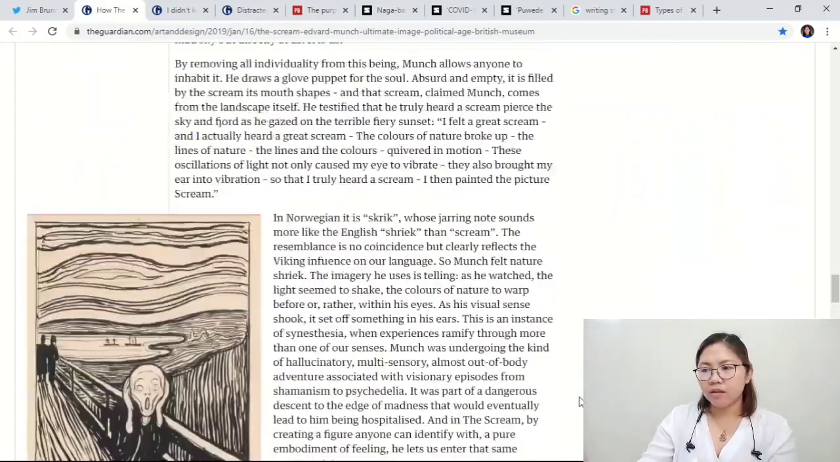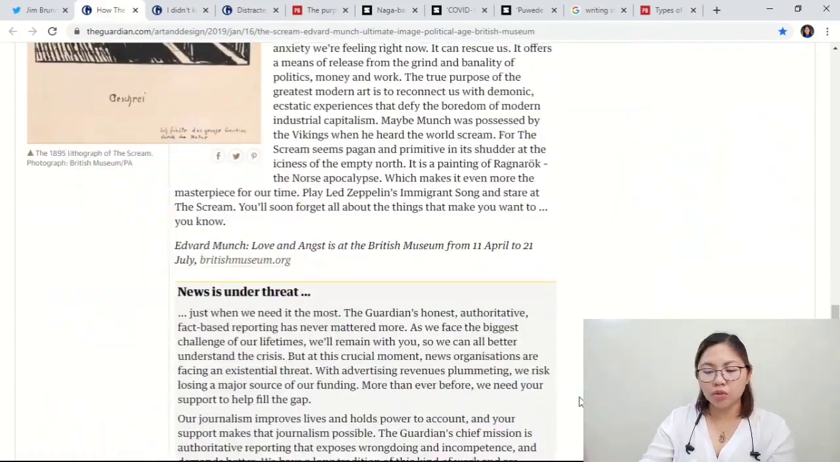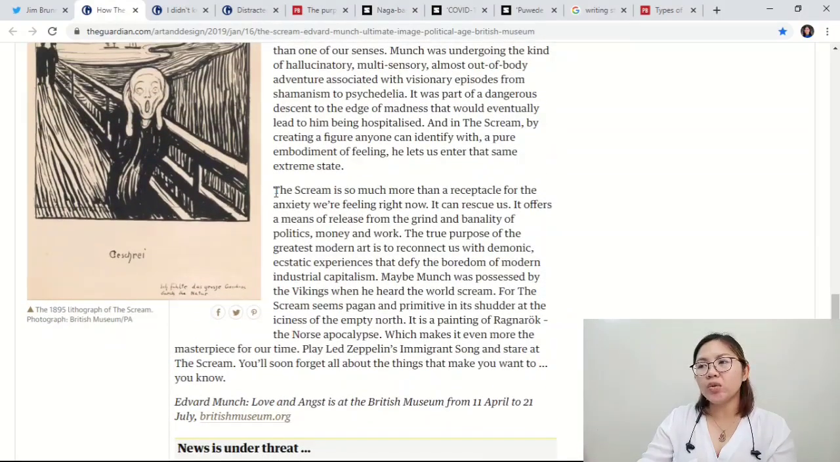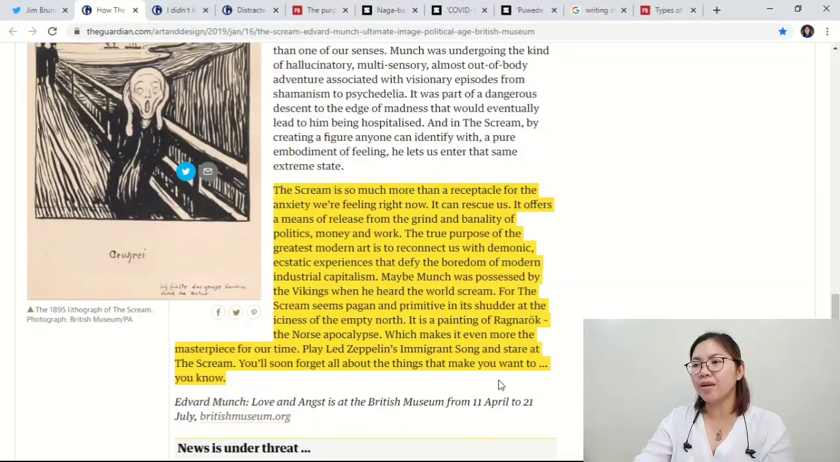And then he wraps up in his conclusion by saying very strongly that the Scream is so much more than a receptacle for the anxiety we're feeling right now. It can rescue us. It offers a means of release from the grind and banality of politics, money, and work. The true purpose of the greatest modern art is to reconnect us with demonic, ecstatic experiences that defy the boredom of modern industrial capitalism. Maybe Munch was possessed by the Vikings when he heard the word of the Scream.